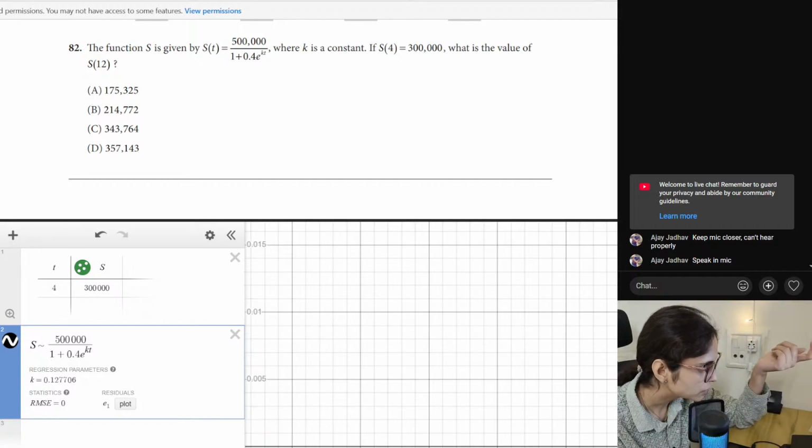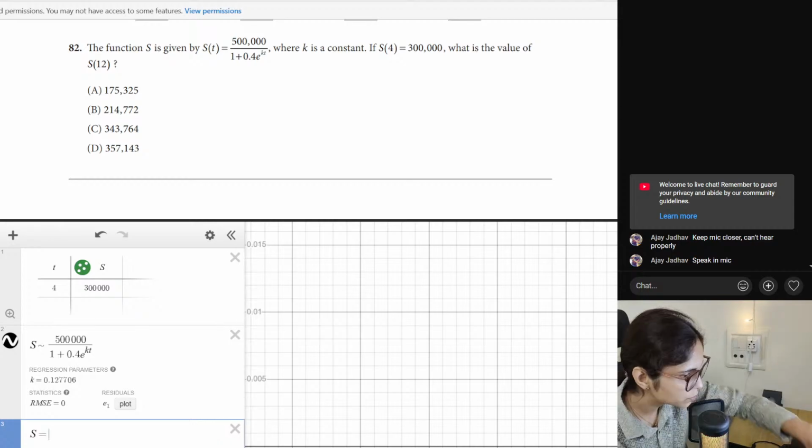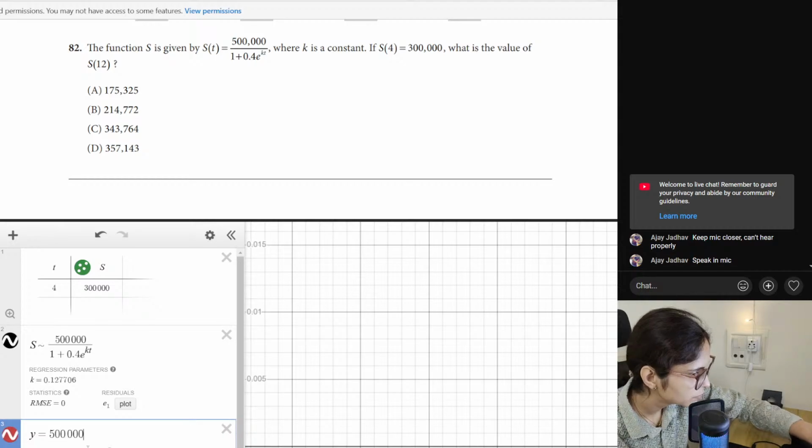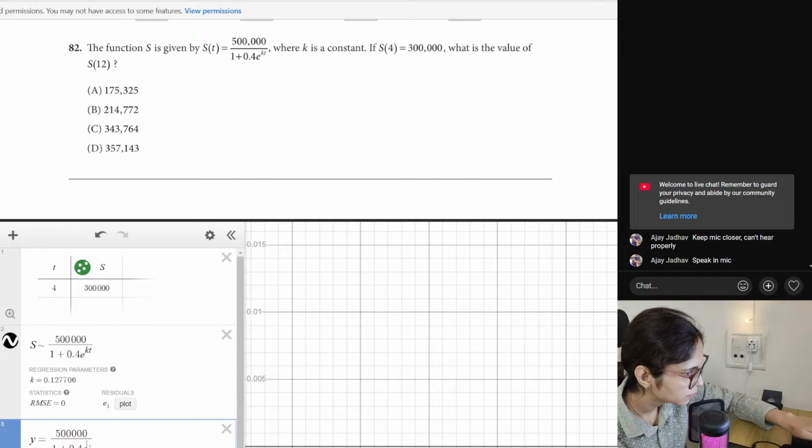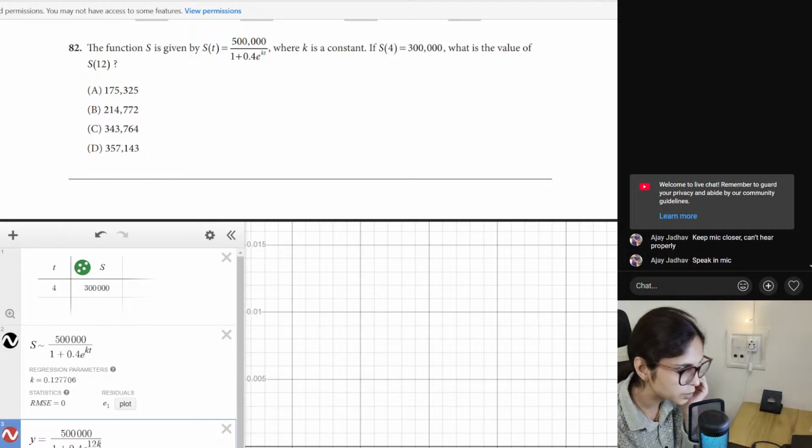So now we got the value of k, 0.127706. Now we will just use s equal to, or let's say y equal to 500,000 divided by 1 plus 0.4 e to the power 12k, because we want to find it for 12. And the answer is 175,324, and here you're getting a proper answer.